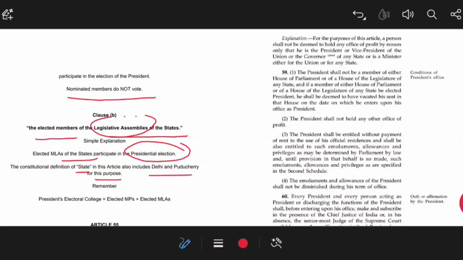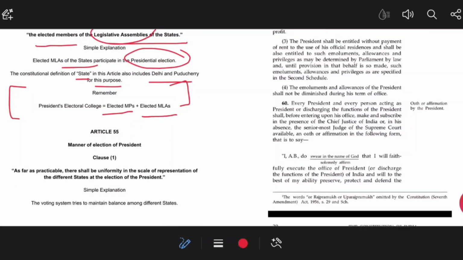Regarding Jammu and Kashmir, we do not have any concrete evidence or law on whether they are included or not. So you need to remember that the president's electoral college consists of elected MPs and elected MLAs only, not nominated ones. That you should keep in mind. Elected MPs of the parliament and elected MLAs of the state legislature. Now tell me how MLAs are elected. MLAs are elected directly by the people.